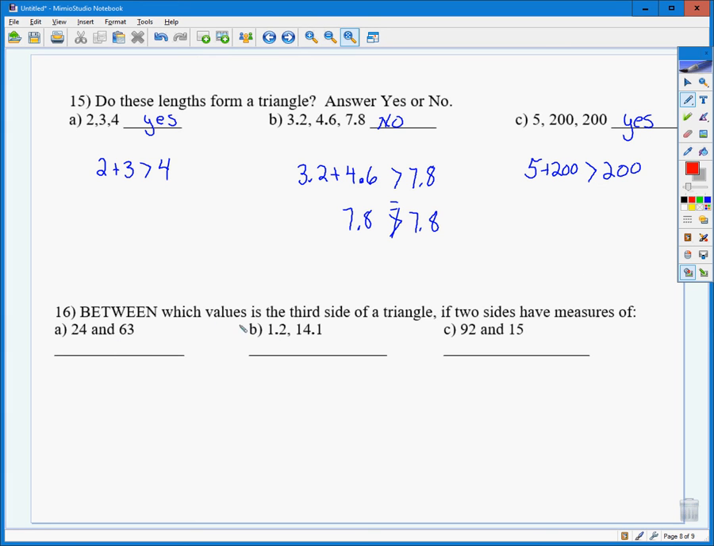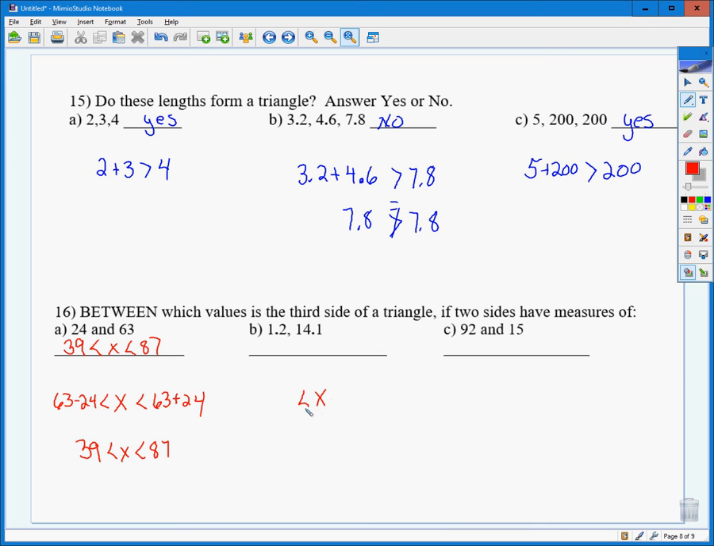When you're finding the value of the third side of a triangle, remember we do this by simply adding and subtracting. So I know that the side has to be bigger than 63 minus 24, but it's got to be smaller than 63 plus 24. 63 minus 24 is 39, and 63 plus 24 is 87. So I know that it has to be between 39 and 87.